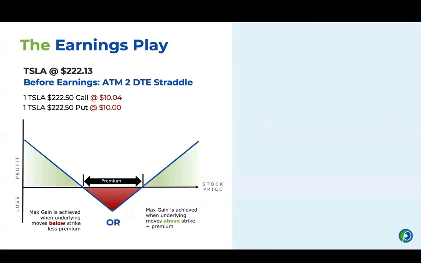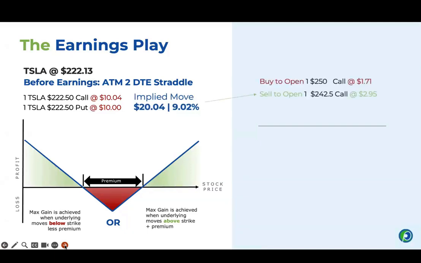222.13. The closest at the money options, this must have been very close to the split because they have 50 cents on the strike prices, was 10.04 and $10. Makes sense that the long call was a little more expensive because it's closer to the money. Now, and yes, when you hear on the media, this is exactly how it's derived. You are correct. This is the exact method. So this one was $20.04 altogether, representing about a 9% move. So that's our implied move that we were expecting from Tesla when it reported its earnings.